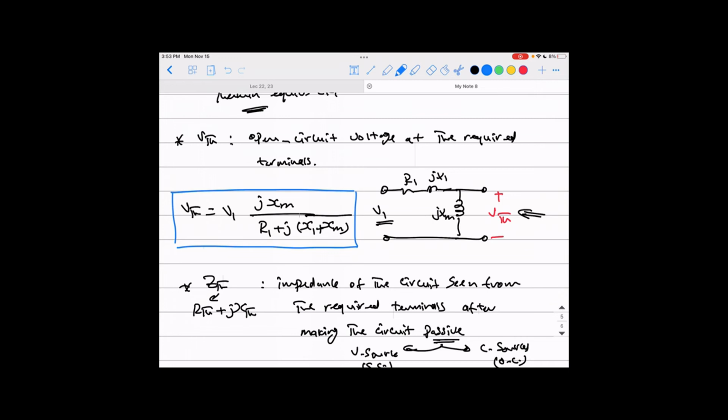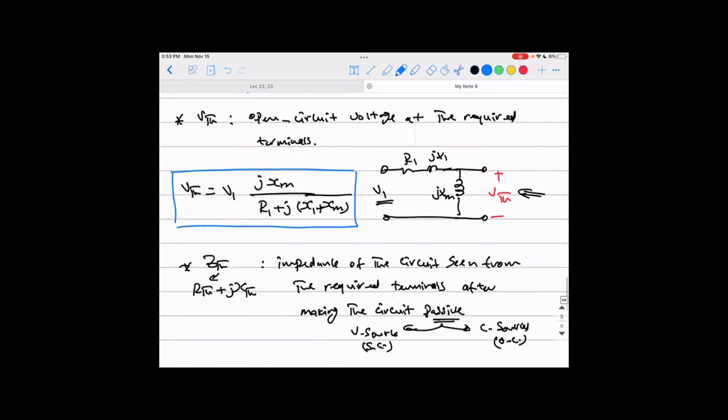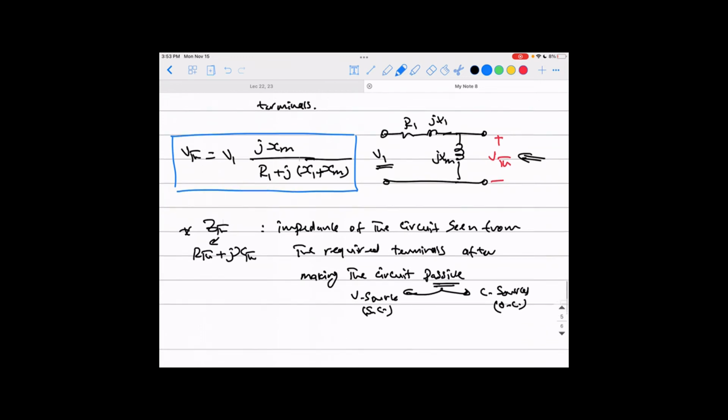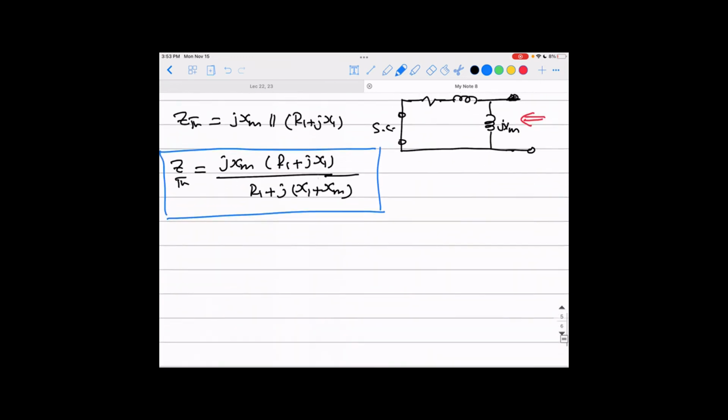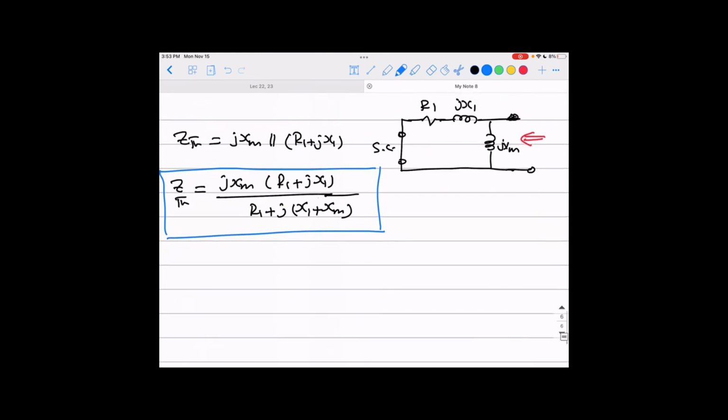V1 is the voltage applied to the machine terminals, and it's known. You can measure it in the lab and find it easily. Most of the time, it is the rated voltage. So from here, everything is known, and you can find V Thevenin and Z Thevenin. Don't forget that Z Thevenin is basically R Thevenin plus JX Thevenin.